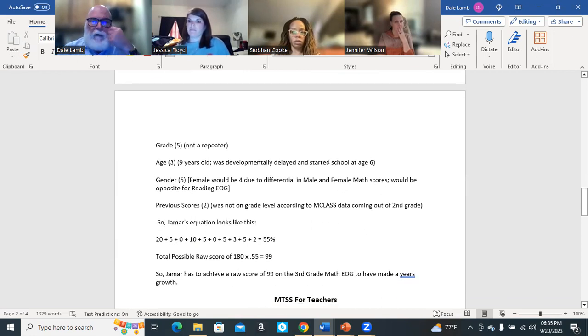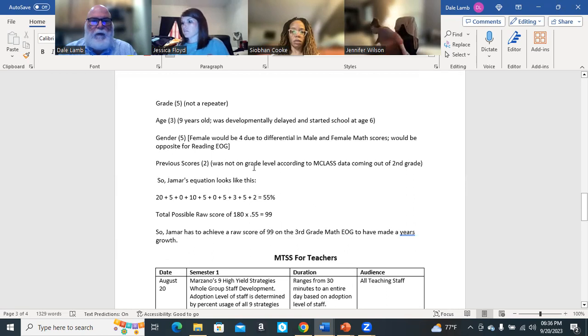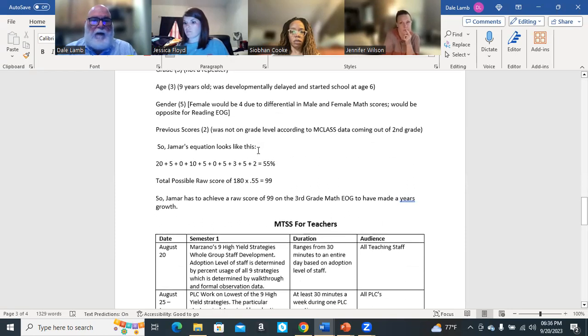Grade 5, he's not a middle repeater, so he gets 5. Now he was developmentally delayed, so he's not age appropriate for his grade, so he gets 3 out of 5 points on that one. Since this is a math test, he gets 5 points. Female would get 4. It would be the opposite if it were a reading test. So his equation goes like this.